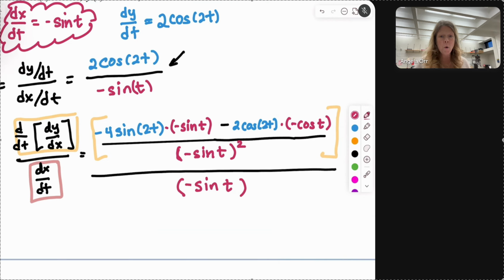All right, so in the next video that we'll take a look at, we're going to explore the idea of concavity as it relates to parametric equations.